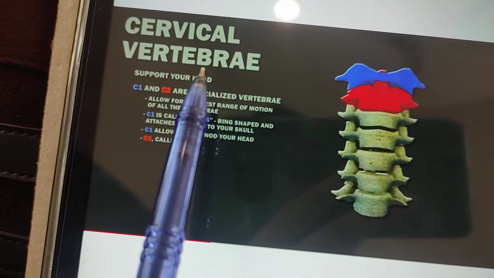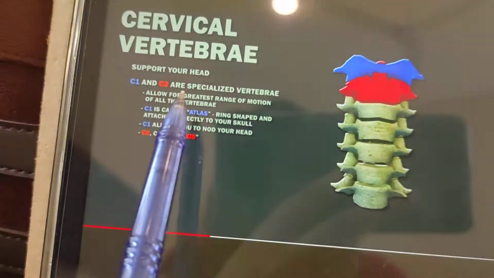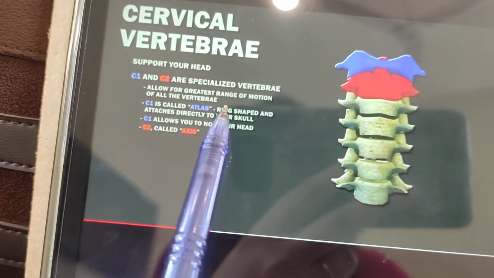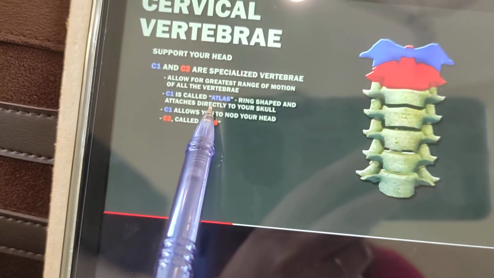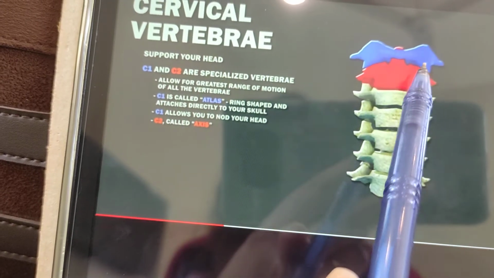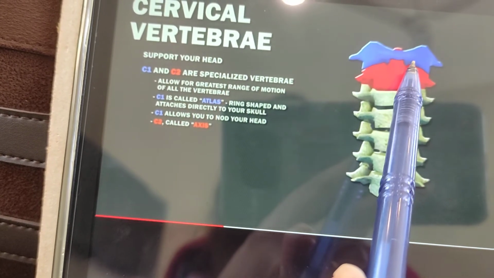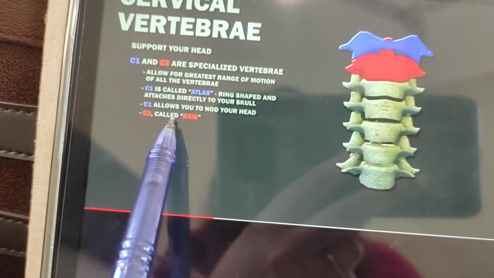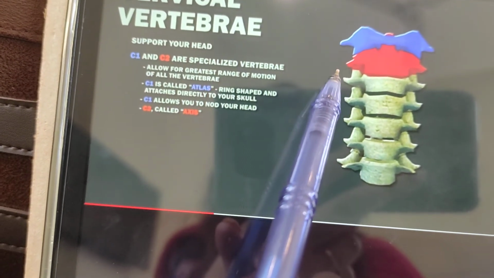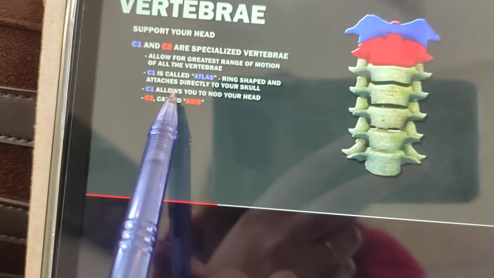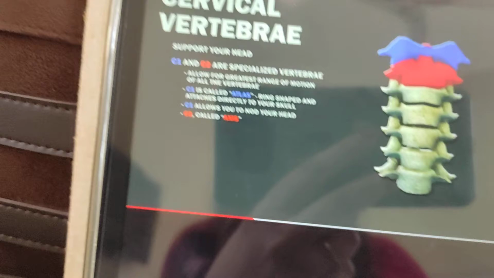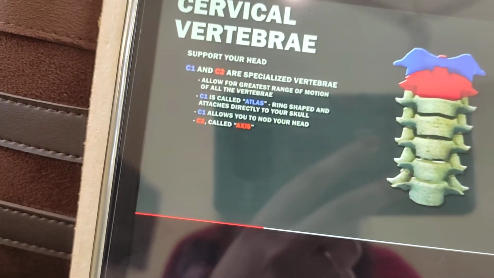So the cervical vertebrae support the head, and C1 and C2 are specialized vertebrae. They allow the greatest range of motion of all the vertebrae. C1 is also known as the atlas vertebra, which is ring shaped and attached directly to the skull. C1 allows you to nod the head, and it provides rotation for the neck, and C2 is called the axis. So atlas and axis work together for the greatest range of motion for the neck.